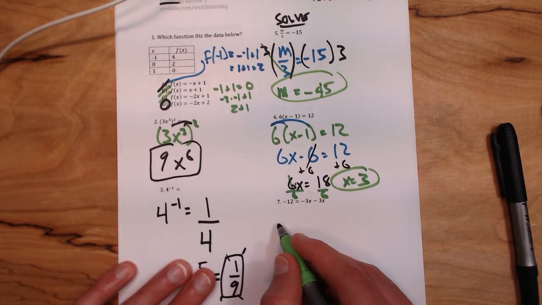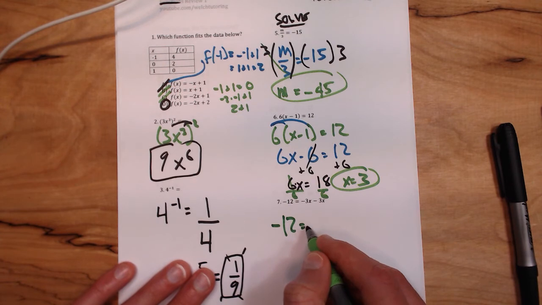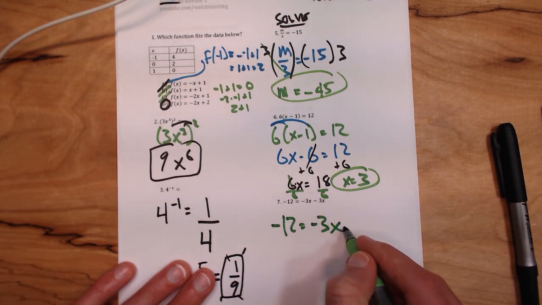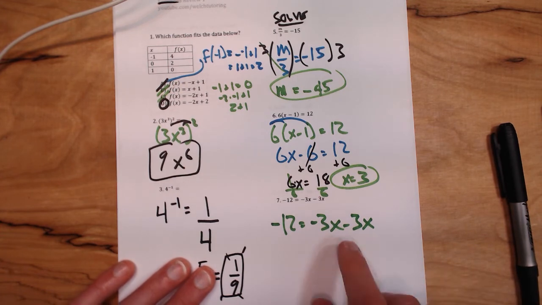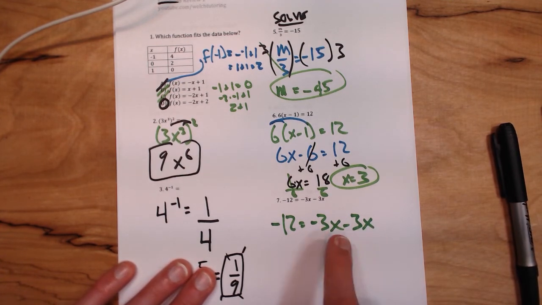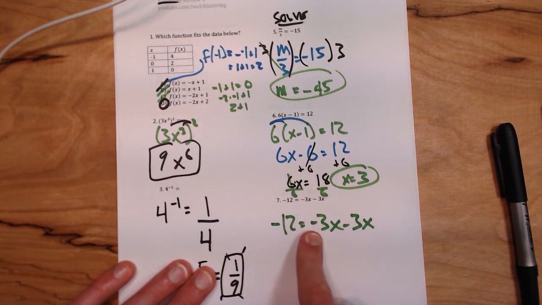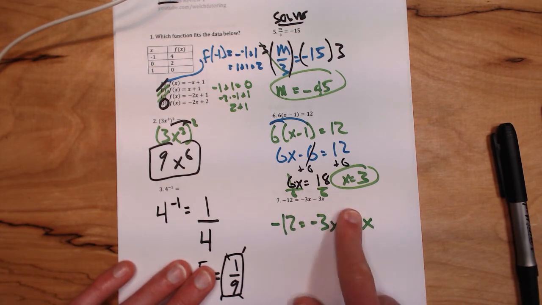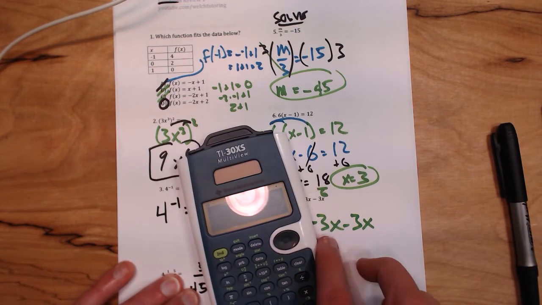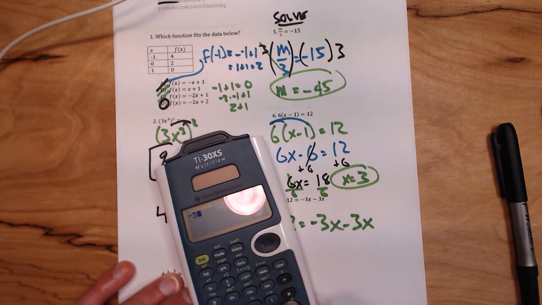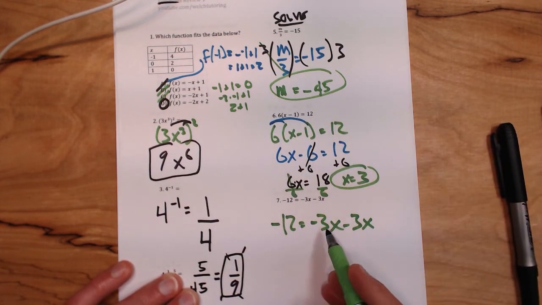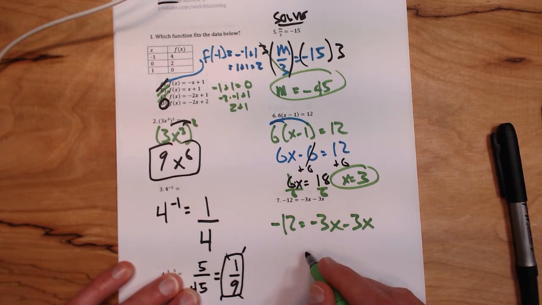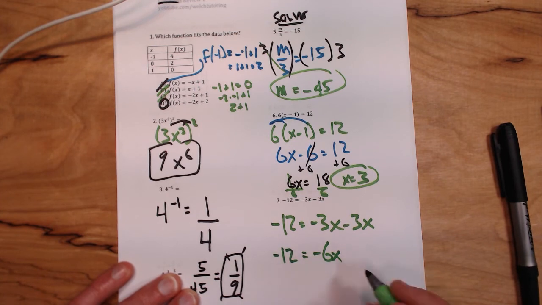Okay, one more problem to go on this worksheet. Here I have negative 12 is equal to minus 3x minus 3x. Remember, these terms go together because they're like terms. I have minus 3x's, and I'm taking away 3x's. So if I have minus 3, subtract 3, I get minus 6. So minus 3x minus 3x is actually just minus 6x, and that equals negative 12.